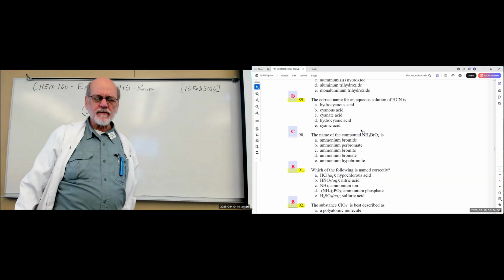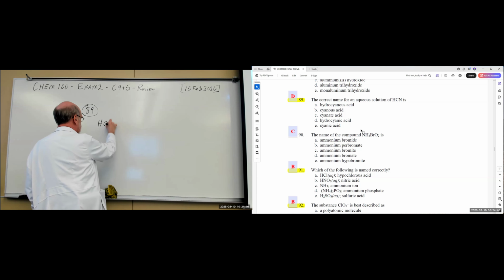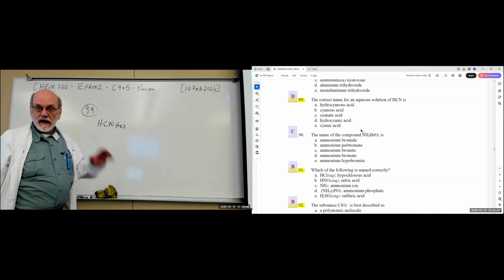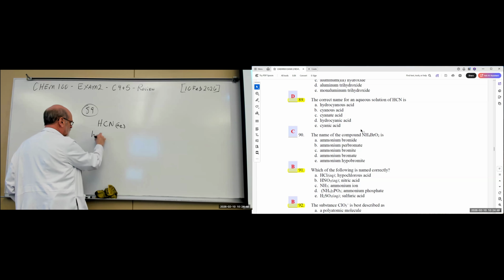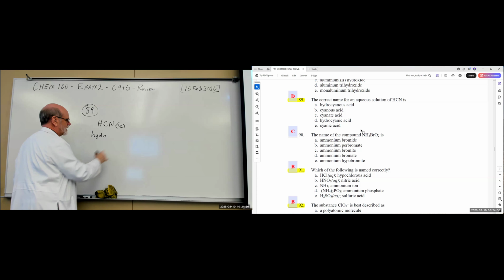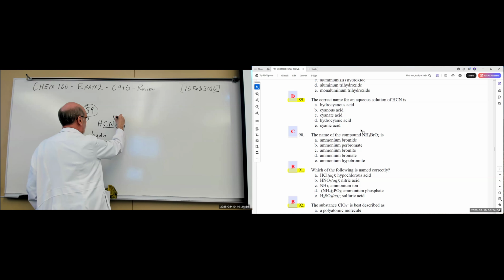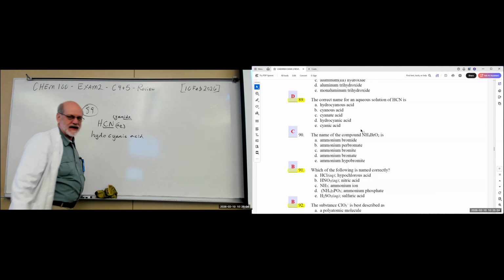89. The correct name for an aqueous solution of HCN. HCN, aqueous. All right. No oxygens. So we start this name with hydro. And we take this group and say, what is that? That's cyanide. And ide becomes ic. Hydrocyanic acid.